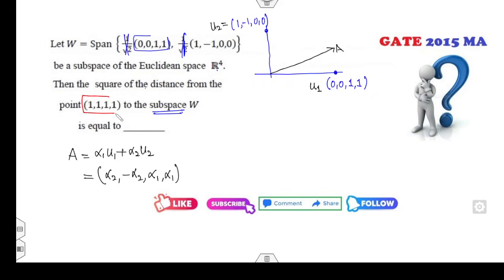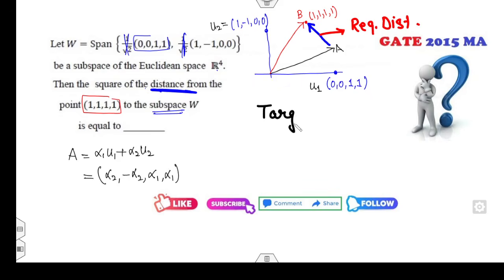Now, whatever point is given to you, this point is B. The distance from the origin is 1, 1, 1, 1. Whatever they have asked you, find the distance. Distance means your target is to find AB. This is your required distance. Fine. So what is your target? Your target is to find A.